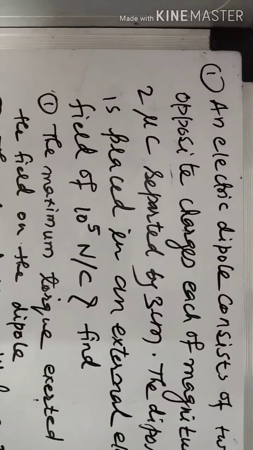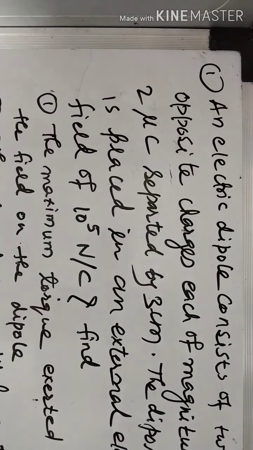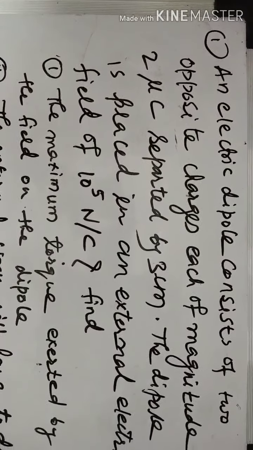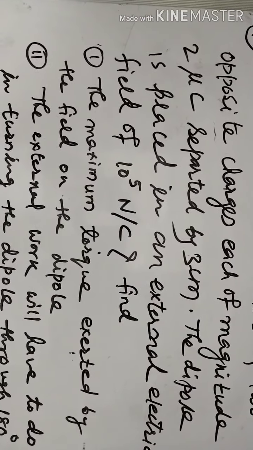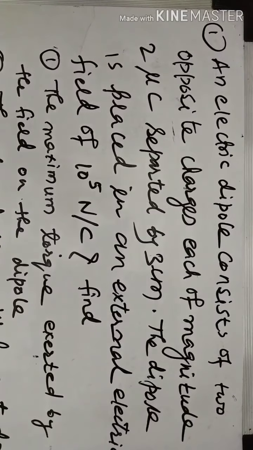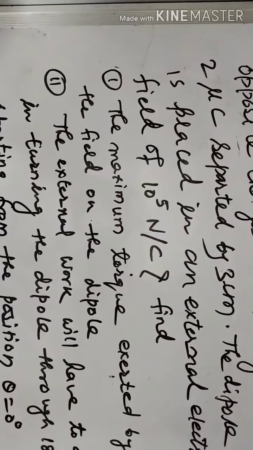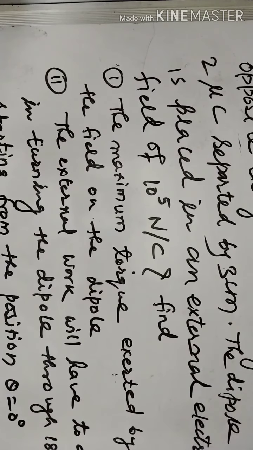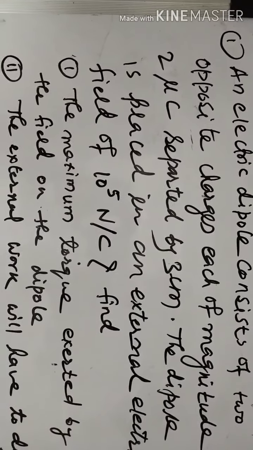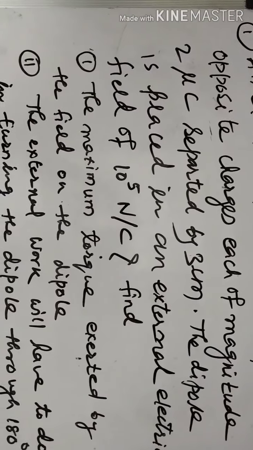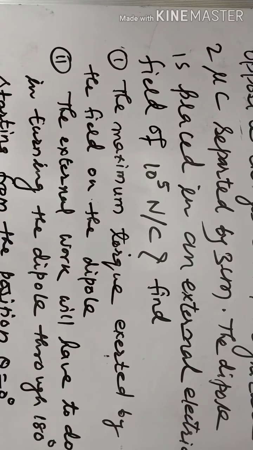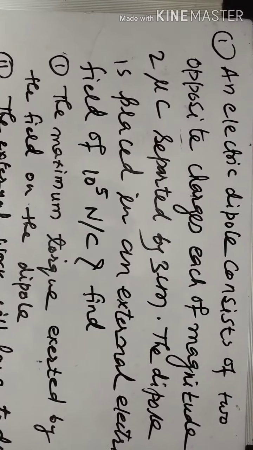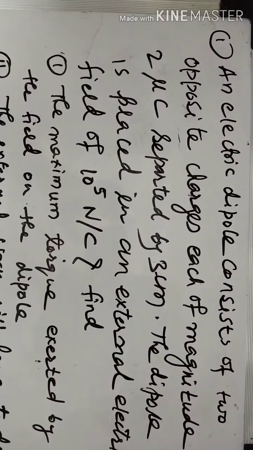Here is the problem. An electric dipole consists of two opposite charges, each of magnitude 2 microcoulomb, separated by 3 centimeter. Take this given data. The dipole is placed in an external electric field of 10 raised to 5 Newton per coulomb. First we can write the given data according to this problem.